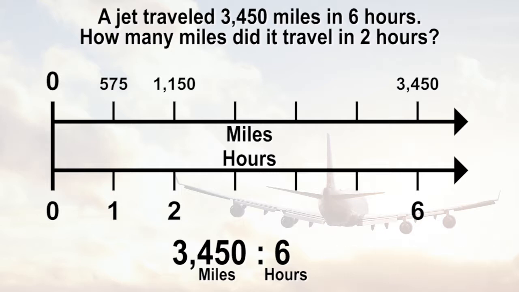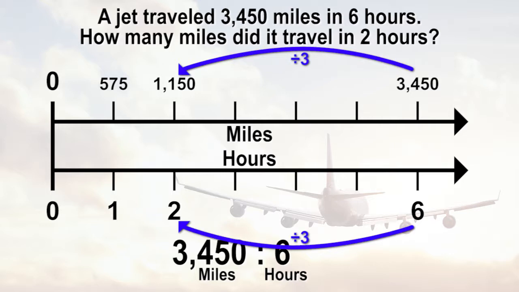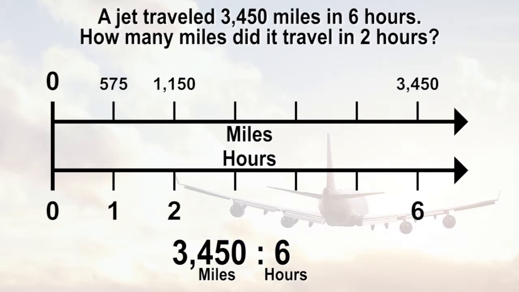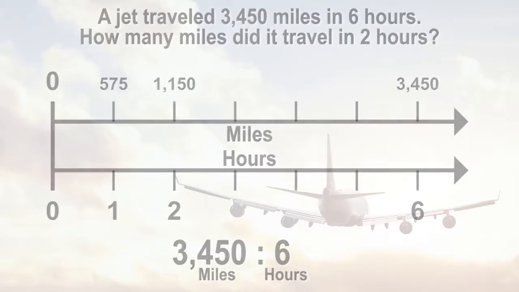Could we also divide the total miles by 3 to find out the number of miles flown in 2 hours? We divide 3,450 by 3, which is 1,150 miles. We get the same answer whether we use repeated addition, multiplication, or division. The double number line helps us to see the different strategies we might use to solve the problem.